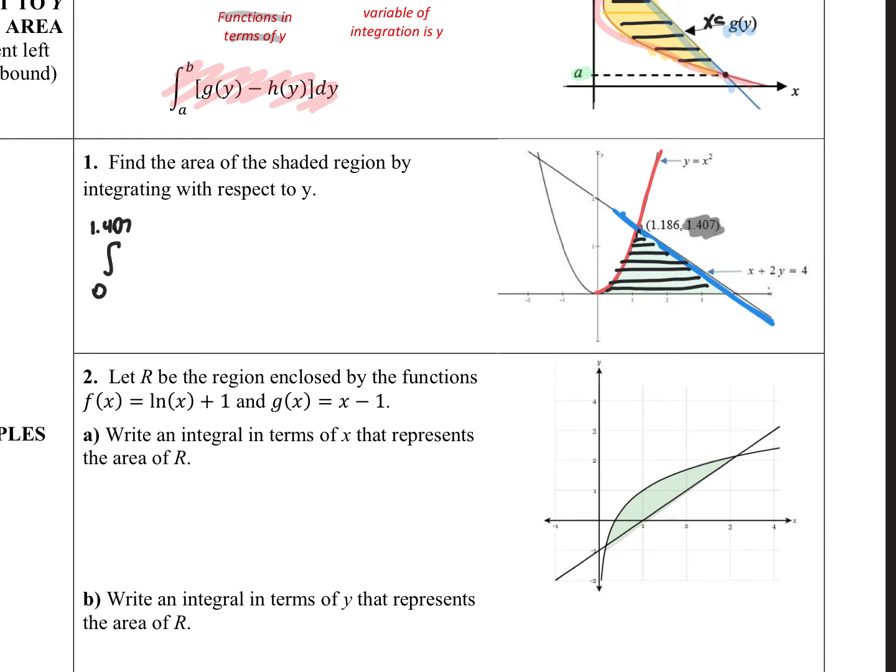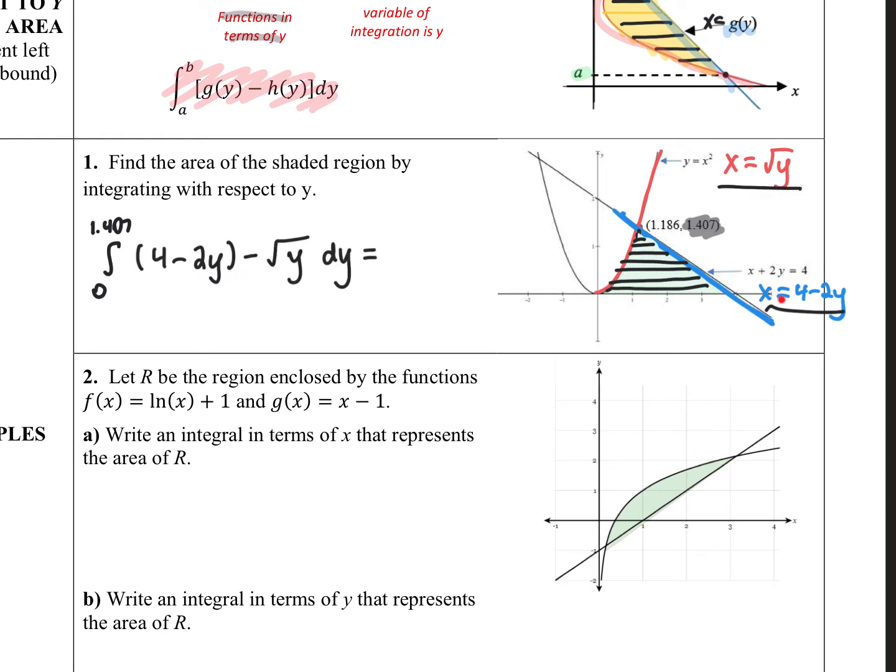In my integrand, I have to do the right minus the left, so the blue one is on the right. I have to have these solved for x so that they are in terms of y. So each one of these, I'm going to solve for x. And now as my integrand, I just do right minus left.